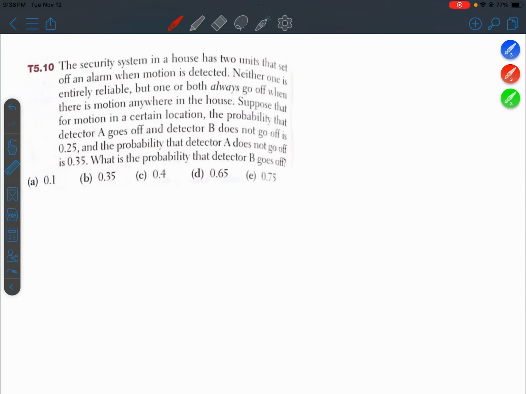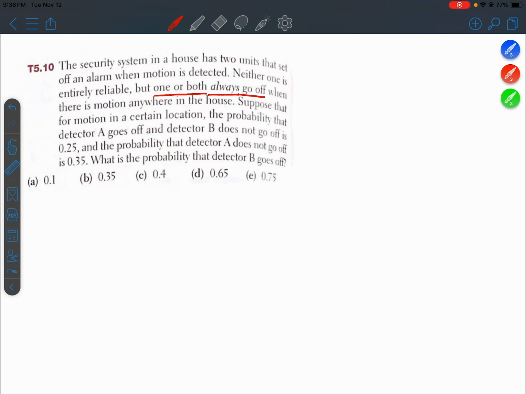Right, question number 10. The security system in a house has two units that set off an alarm when motion is detected. Neither one is entirely reliable, but one or both always go off when there's motion anywhere in the house. Okay, so they used italics there, so that's probably an important statement. So one or both alarms always go off when there's motion.